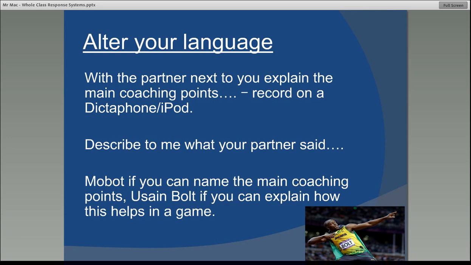Or you may word it to say, demonstrate the Mobot if you feel you can name the main components, or give me a Usain Bolt if you can explain a type of component. And then that way you're getting a response from everybody, and you can go and pick on one of those and maybe look at higher or lower order. So just a little thing to think about is altering the language you use, rather than trying to focus it on one student. Try and alter your questioning so that you engage the whole class as well.